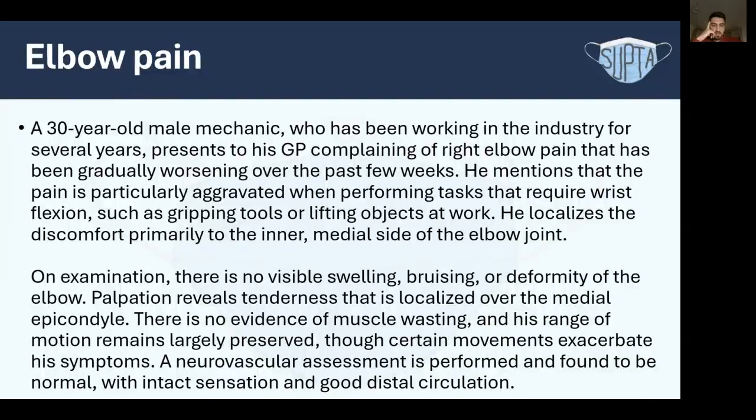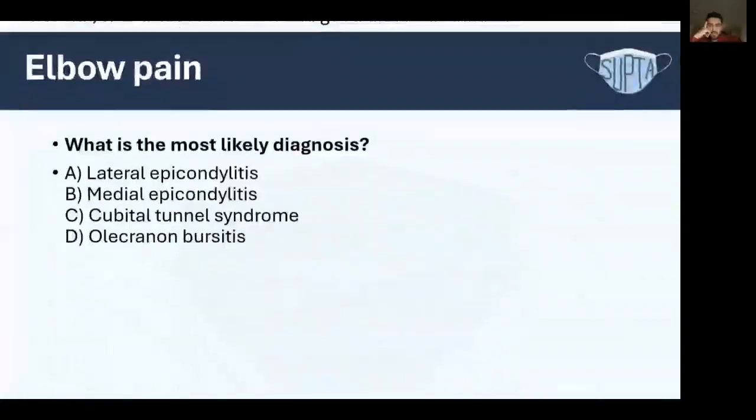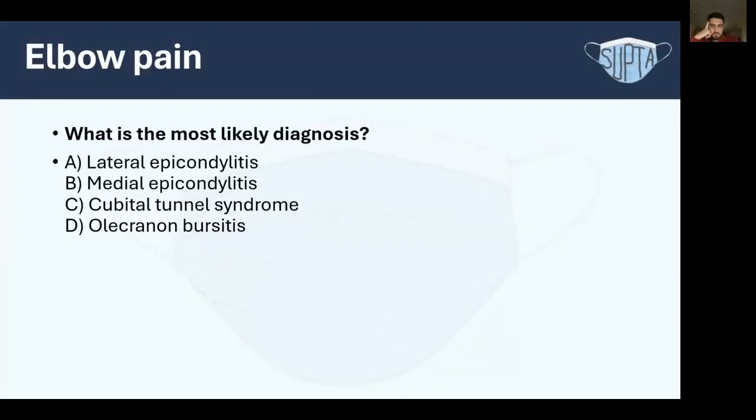symptoms. Neurovascular examination performed and is normal. Normal sensation and normal circulation. The question is, what is the most likely diagnosis? Lateral epicondylitis, medial epicondylitis, cubital tunnel syndrome, and olecranon bursitis.